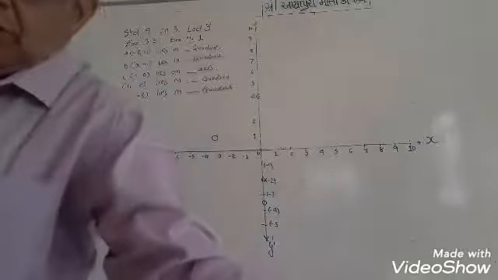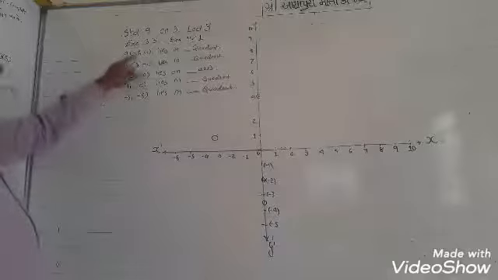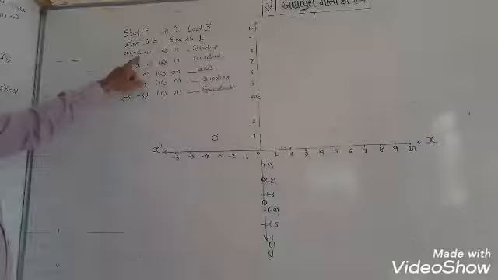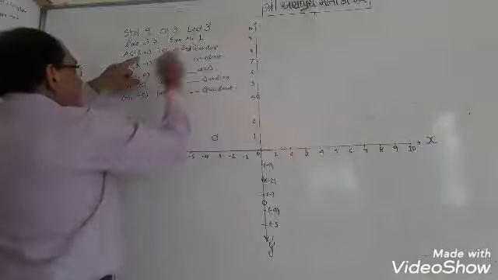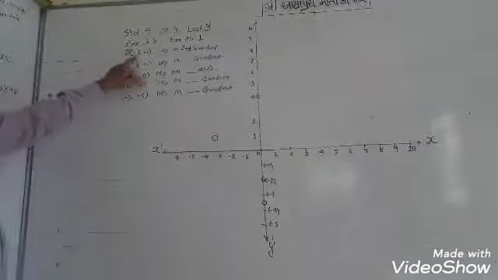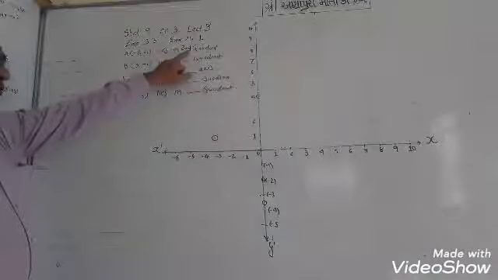First of all, you have to see in which quadrant they will lie. -2 and 4. It lies in the second quadrant. This is minus x and plus y. So it is the second quadrant.